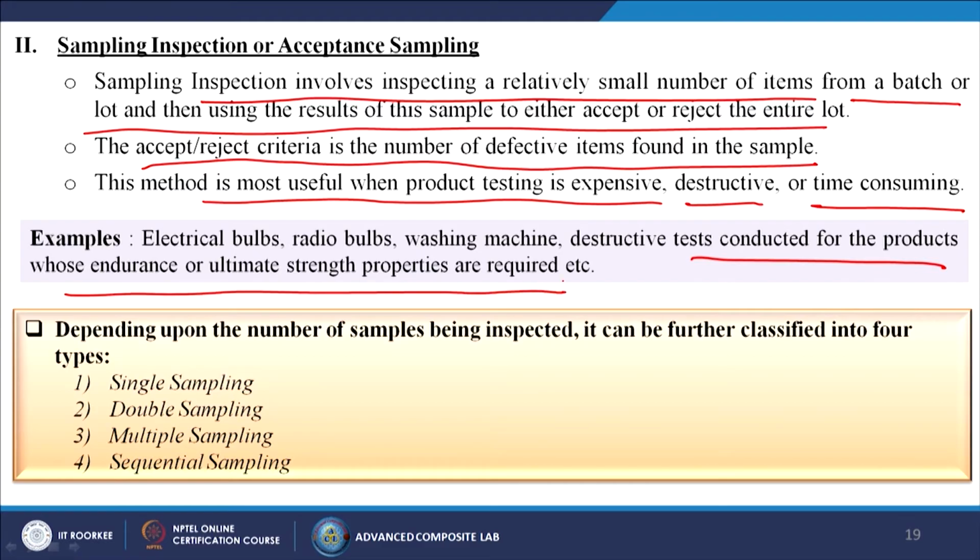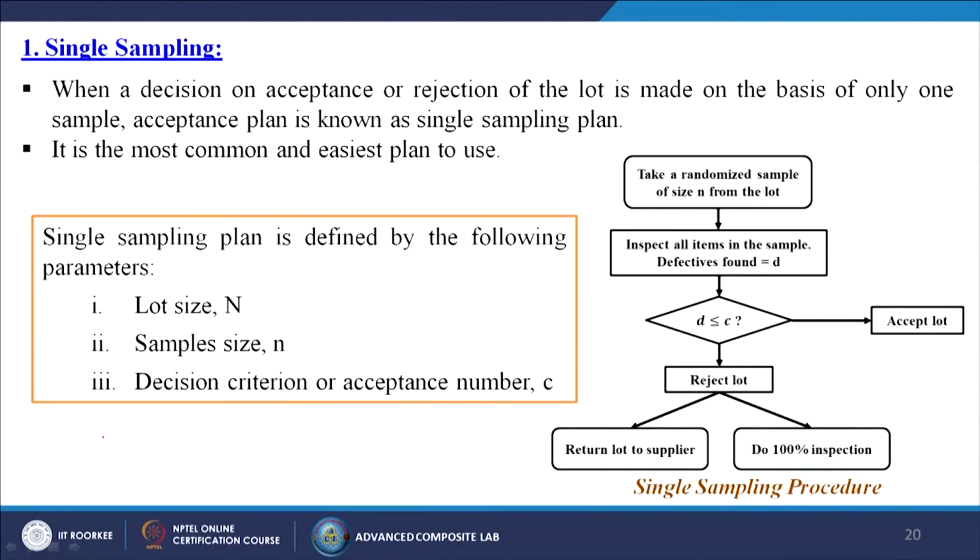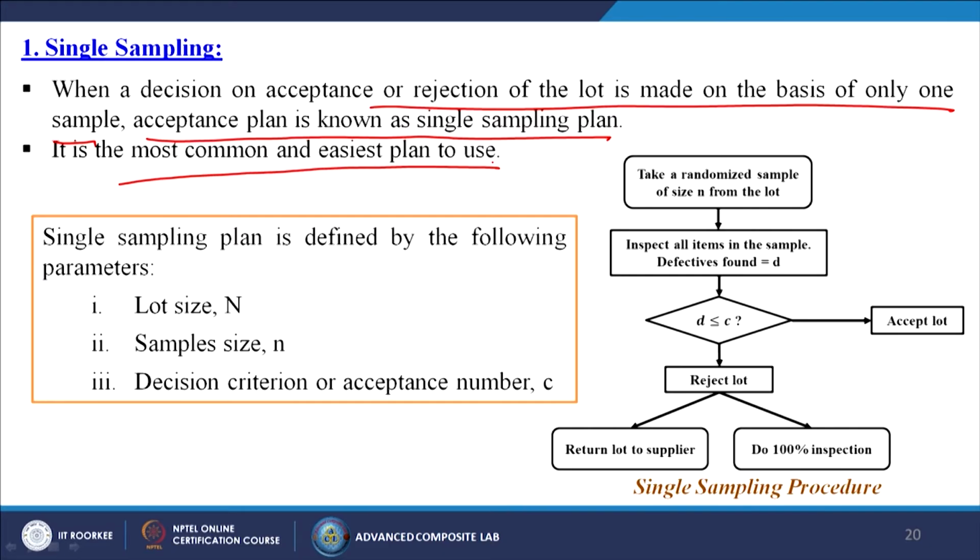Depending upon the number of samples being inspected, it can be further classified into 4 categories. One is called single sampling, next double sampling, then multiple sampling and sequential sampling. What is single sampling? When a decision on acceptance or rejection of the lot is made on the basis of only one sample, the acceptance plan is known as a single sampling plan. It is the most common and easiest plan to use.